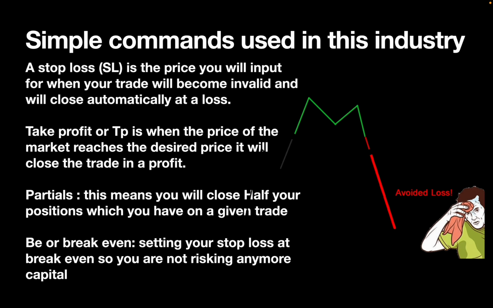For example, if they said buy gold at 15 USD, even though it will never be at that price, and they said stop loss at 14. If gold was to reach the price of $14, you'd be stopped out of the trade and you'd be at a loss. Or there's a take profit, or they call it a TP, which is when the price of the market reaches the desired price, it will close the trade in a profit this time rather than a loss.